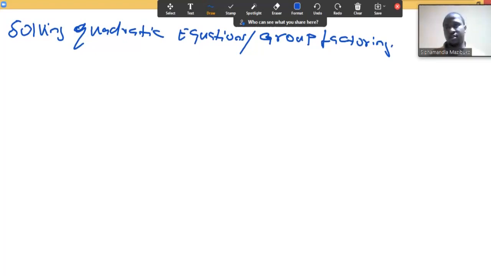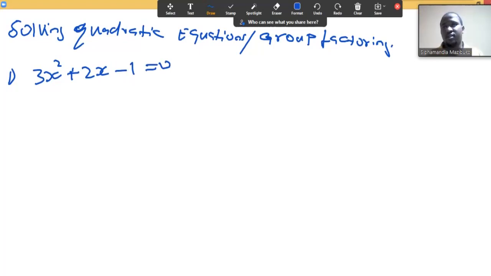Hi guys, so now we're looking at solving quadratic equations, and we're looking at factoring using the method of group factoring. So let's quickly look at our first example. Let's say we have 3x squared plus 2x minus 1 is equal to 0, and we want to solve for x.